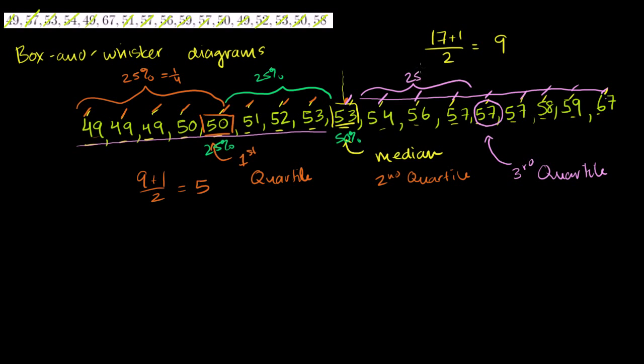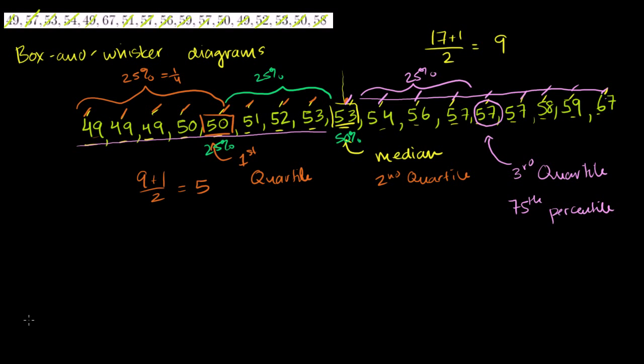So that's 25% of our numbers there. You can imagine that's what's called the third quartile. 1 quartile, 2 quartiles, 3 quartiles. And of course, the number 57, you would say it's in the 75th percentile, which means that 75% of numbers are below it. And if you count these, you would see that that's indeed the case. Anyway, we've been able to classify some interesting numbers here. Let's actually plot it now using a box and whisker diagram.